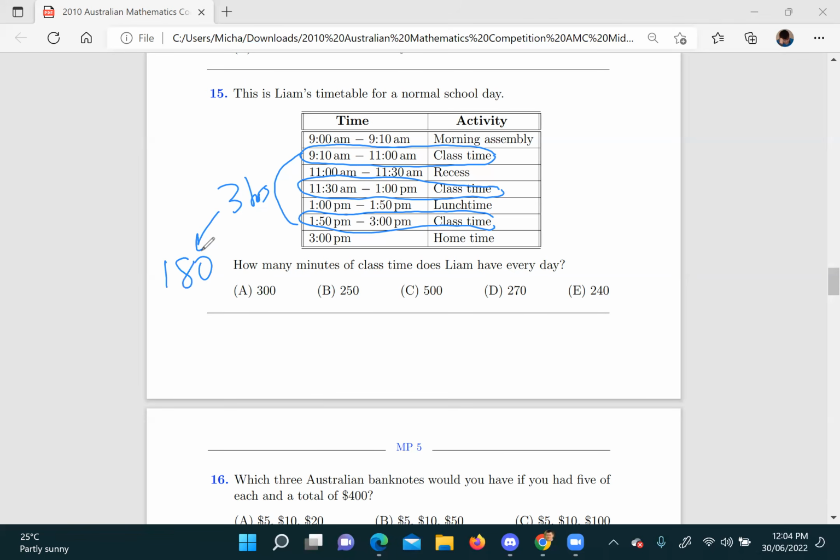Okay, and then how many minutes in 1.5 hours? So 90 minutes, right? So what's 180 plus 90? 270. Yeah, 270, that's what I chose. Yeah, it's 270. I knew it. That's what I chose too.